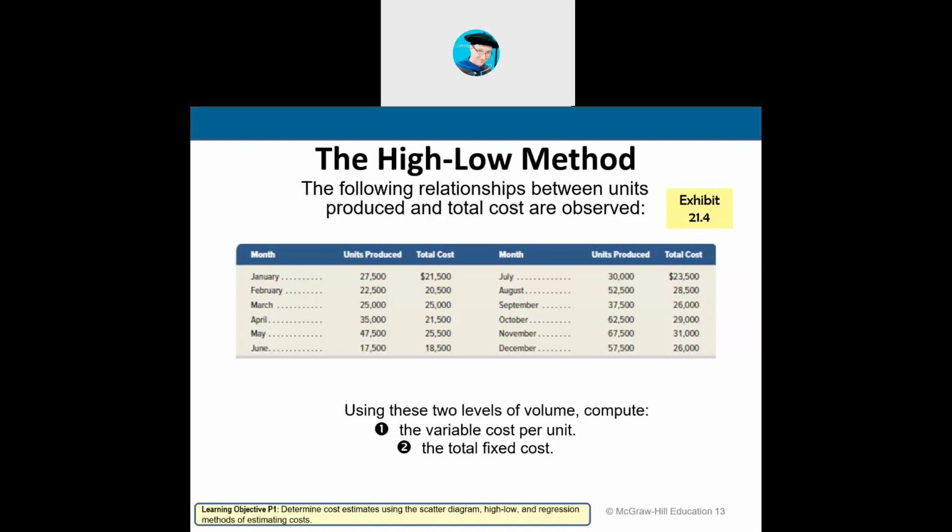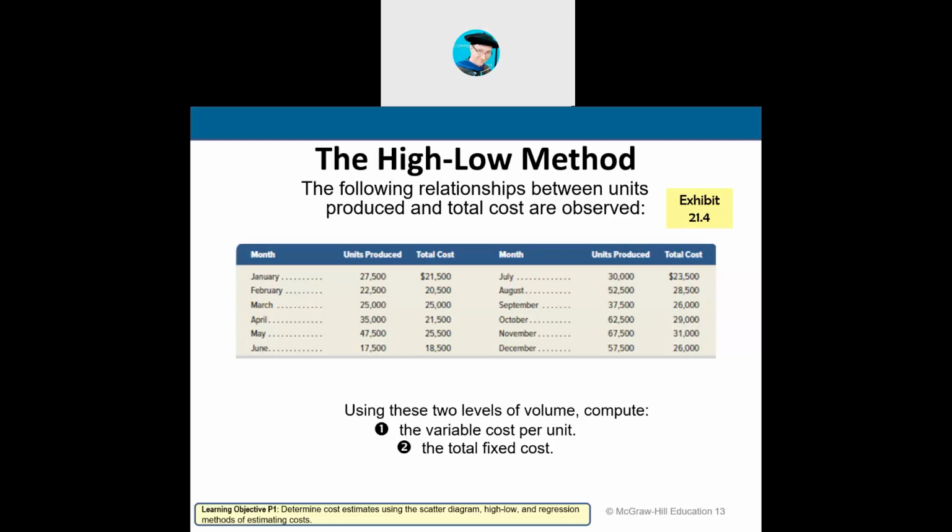Now, what about the highest month? Who can tell me which month has the highest total cost? November. Yes, November, 31,000. You're right. So we've got our high month, November, 31,000. We produced 67,500 units. That's our high. Our low, June, 17,500 units at 18,500 total cost.